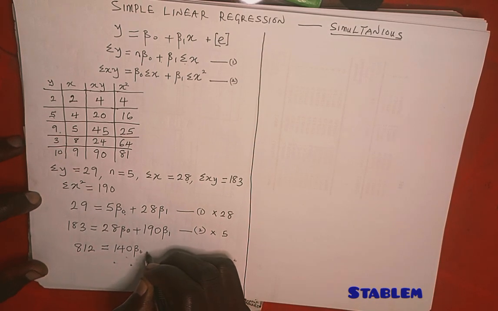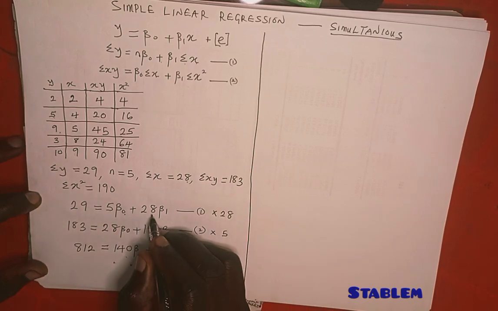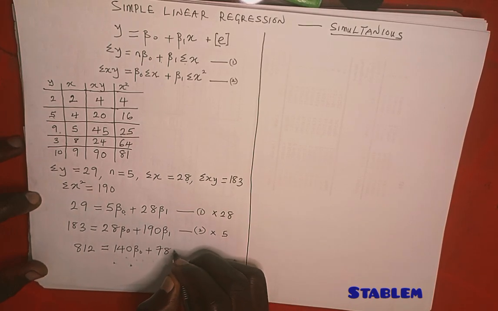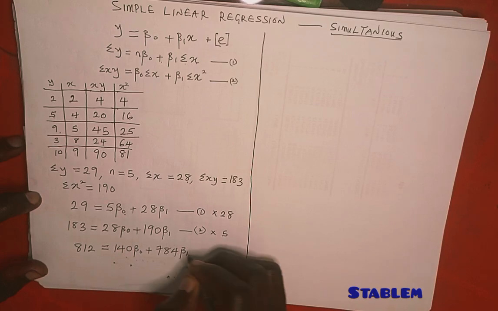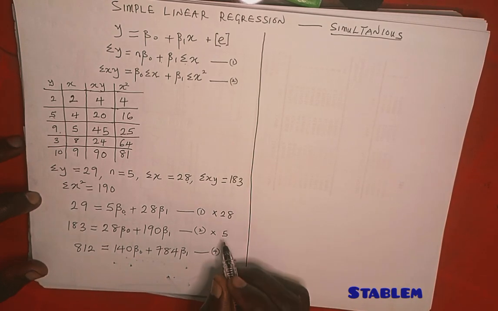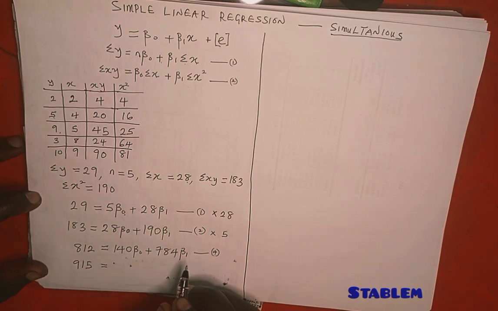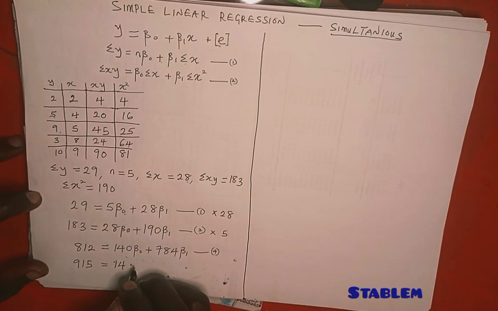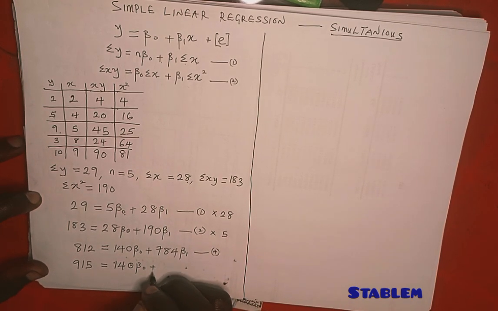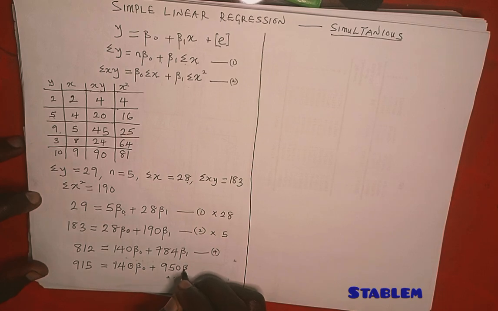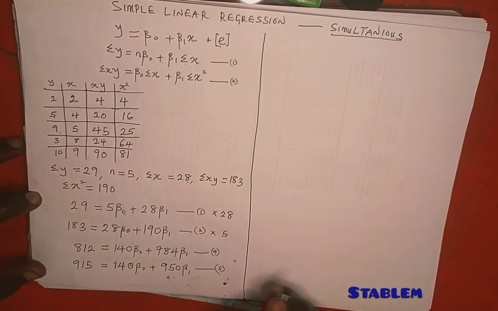equals to this multiplied by this, 140 beta naught, plus this multiplied by this, it gives us 784 beta 1. Let's say this is equation 4. Now, coming to equation 2, 5 multiplied by 183, we have 915 equals 5 multiplied by 28, we have 140 beta naught, plus 5 multiplied by 190, so that will give us 950 beta 1. So that is equation 5.